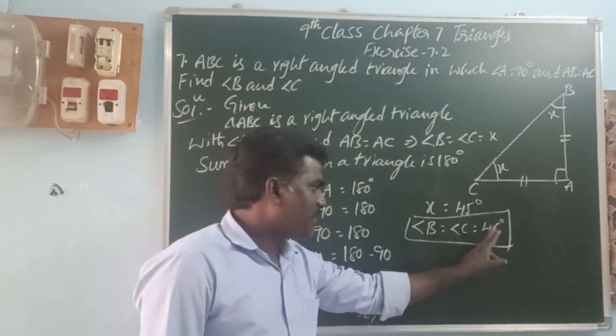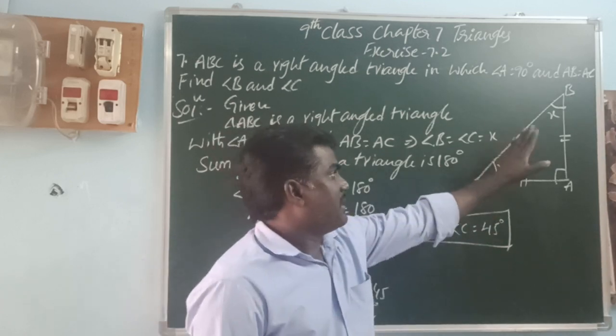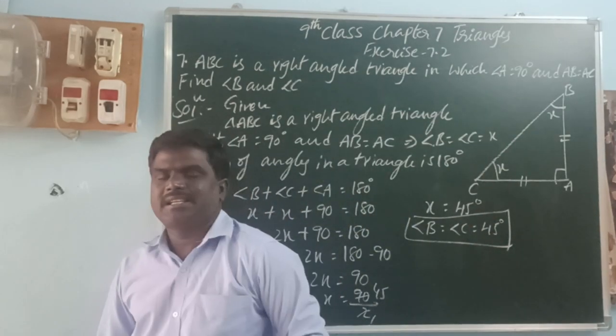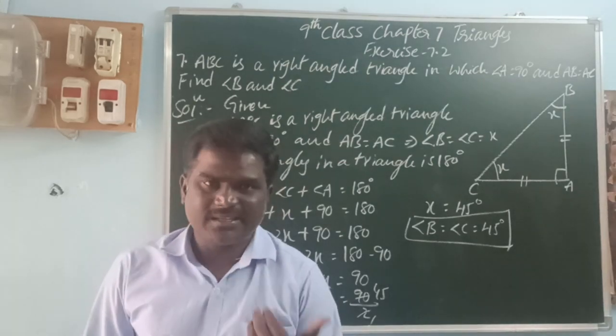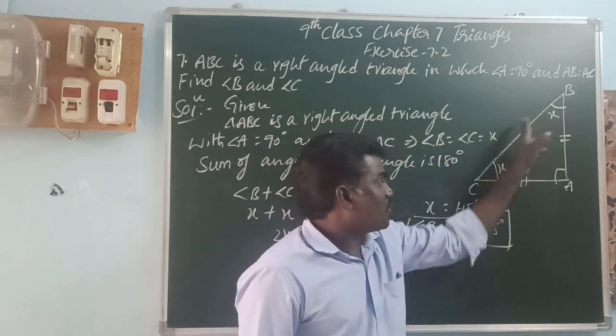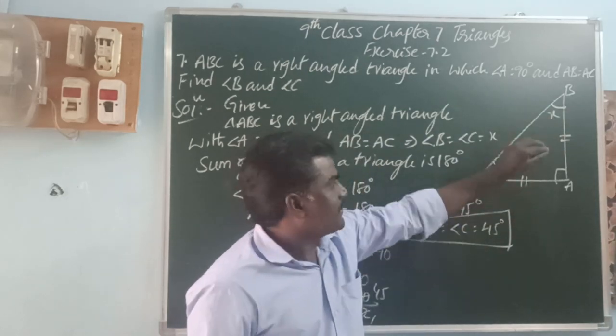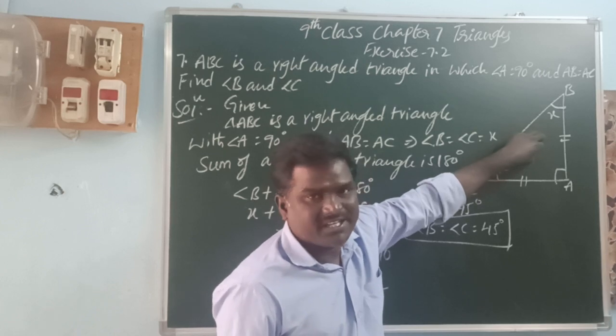So angle B is equal to how much? 45. Angle C is how much? 45. How can you prove? So in an isosceles triangle, if any two sides are equal, then its opposite angles are equal. So here angle B is equal to angle C. These two angles we don't know, let us take that as x, here also x. So sum of angles in a triangle is how much? 180 degrees.